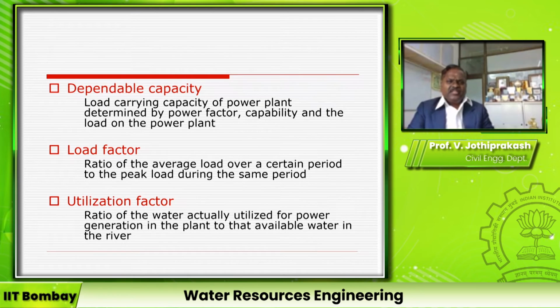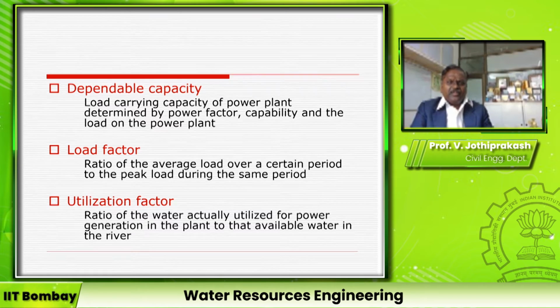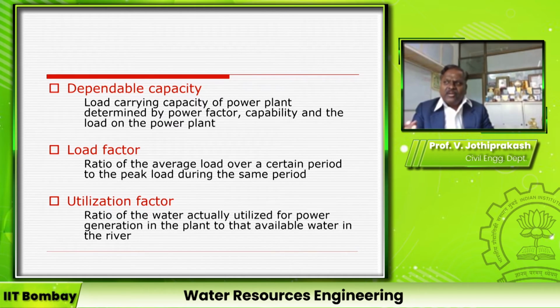Then dependable capacity is the load carrying capacity of the power plant. It is determined by power factor, the capability of the load of the power plant. So dependable capacity is how much power we can depend on this powerhouse. Then load factor is the ratio of average load over a certain period to the peak load during the same period. That means when the entire peak demand is met by the hydroelectric power plant, it is the average load divided by peak load.